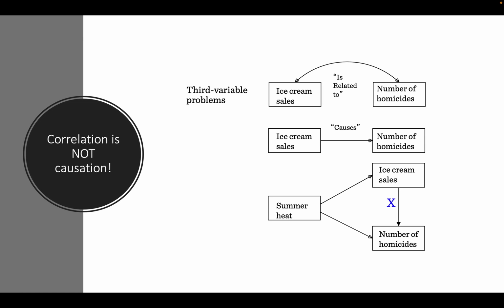This is classic, and I know many of you have probably heard this, but there is a positive relationship between the number of homicides and ice cream sales. Now, we can't say that ice cream sales cause homicides, right? No, what it is here is we have a third variable of summer heat that influences both ice cream sales and the number of homicides. So again, we cannot say that correlation is causation. We can just say that the two things are related because we cannot eliminate third variables.